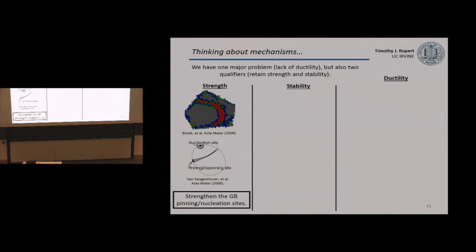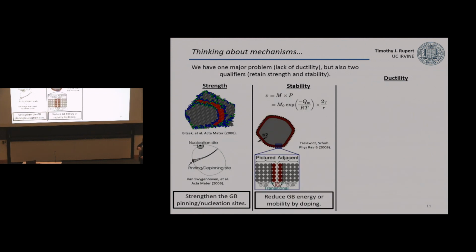Right? So the strength of nanocrystalline materials is still controlled by the movement of those line defects I mentioned called dislocations. But the dislocations start to interact a lot with the grain boundaries. Okay? They have to be nucleated from some grain boundary site, and as they're moving across, they get pinned at boundary sites as well. This is showing a dislocation in a simulation bowing out and getting stuck up at those side grain boundaries. Right? So if I want to think about strength, I need to make sure I strengthen the grain boundary pinning and nucleation sites.